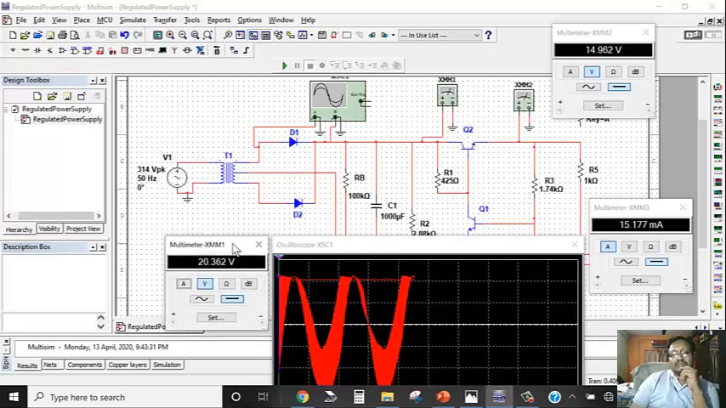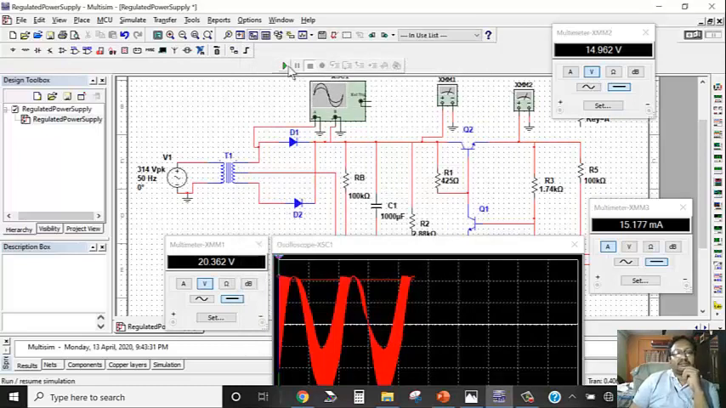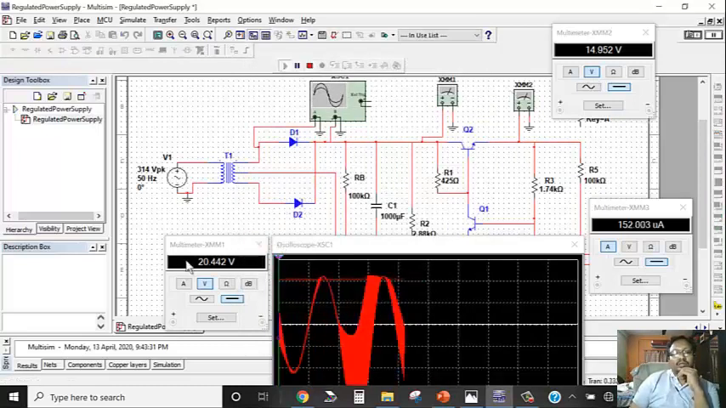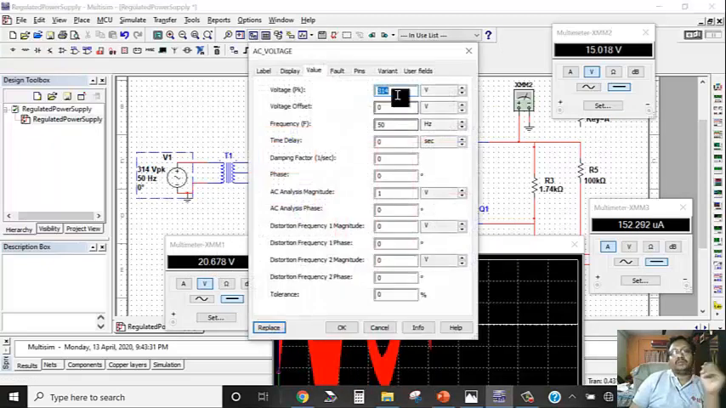Now we want to check the line regulation performance of this regulator circuit. For that, let us use a very higher value of load resistance. Let us take 100 kilo ohm. Output voltage very close to 15 volt. Now let us change the input source voltage. Let us make it 250 volt.